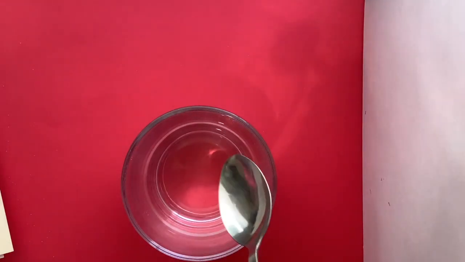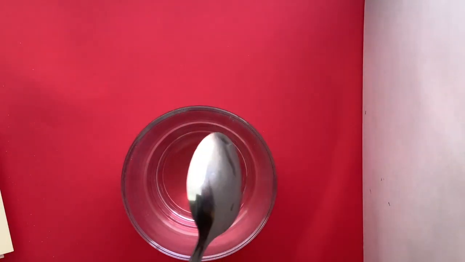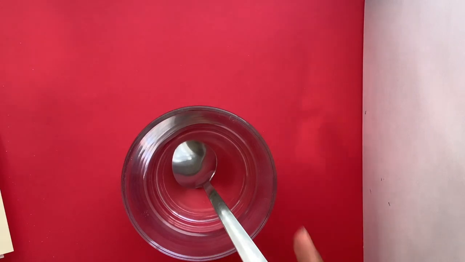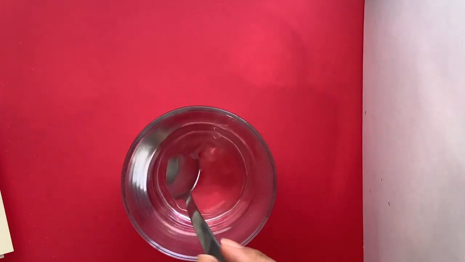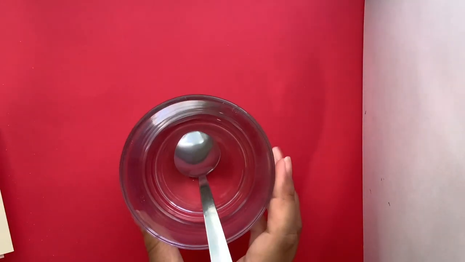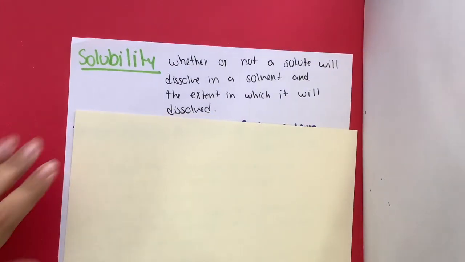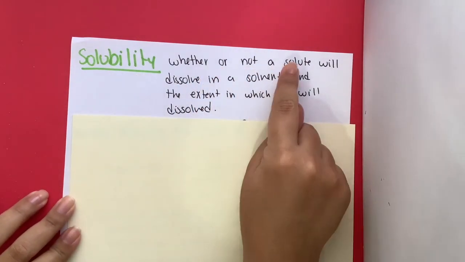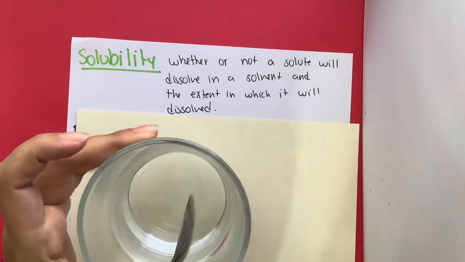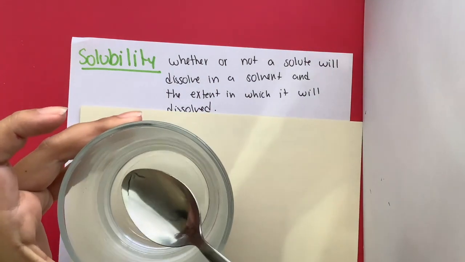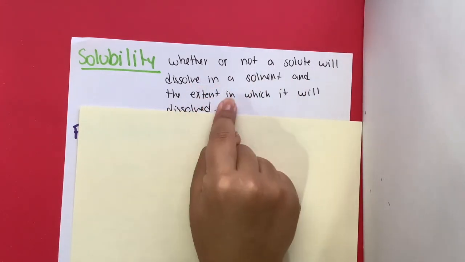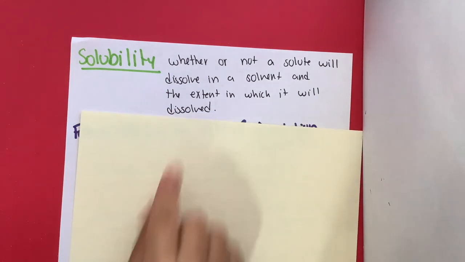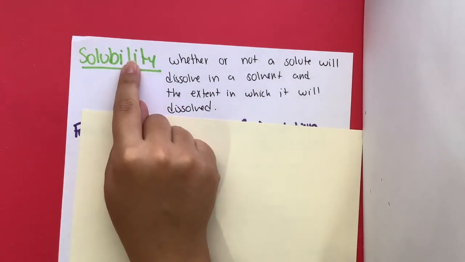So my salt was able to dissolve. But you see that here I'm using a metal spoon. I put it in the water, and my spoon is not dissolving in the water. There are some factors that help you determine if something is going to dissolve in water or not. That is called solubility. Solubility is whether or not a solute, my salt, or my spoon could be my solute, will dissolve in a solvent, and the extent to which it will dissolve. Not everything is going to be soluble.